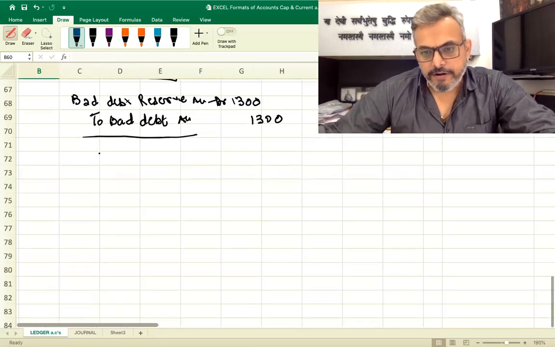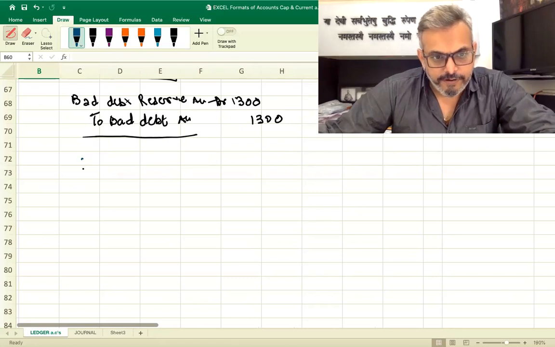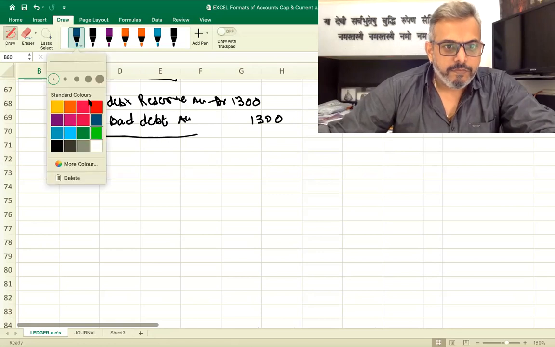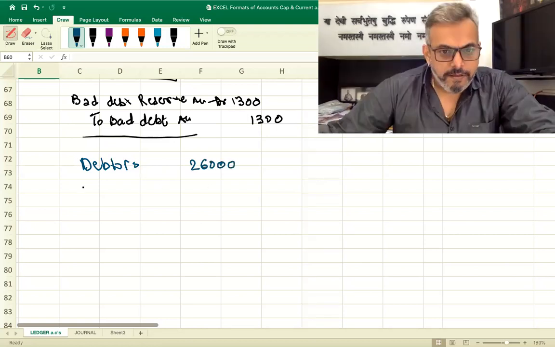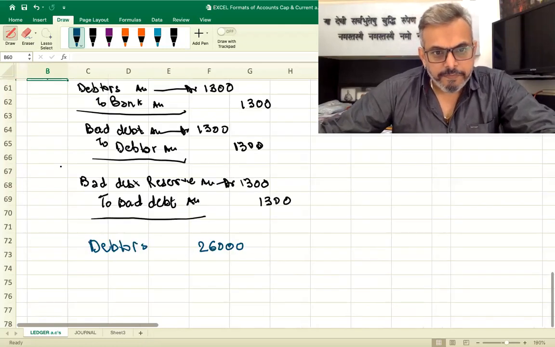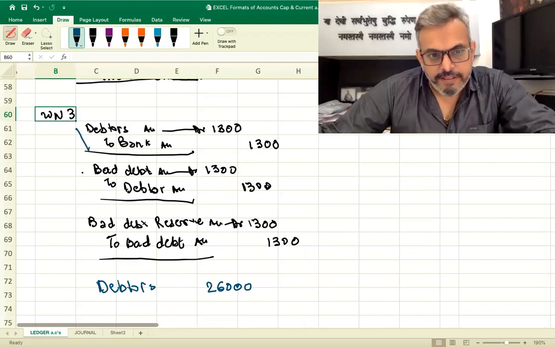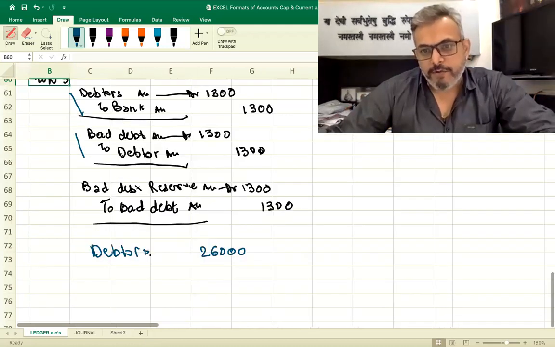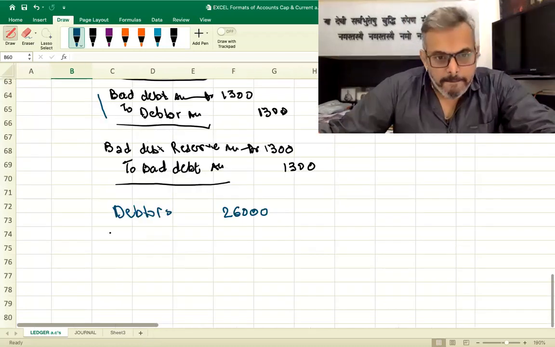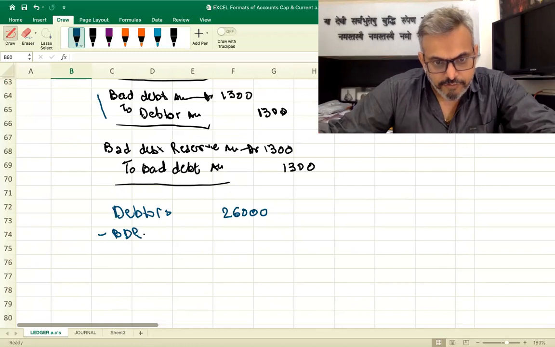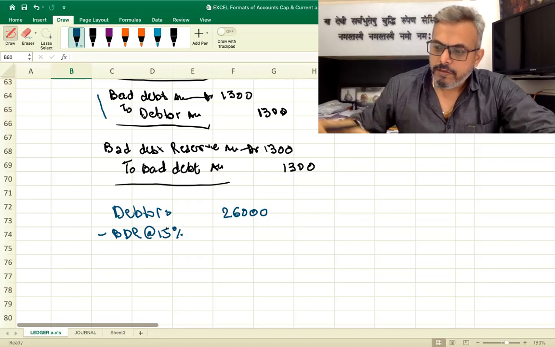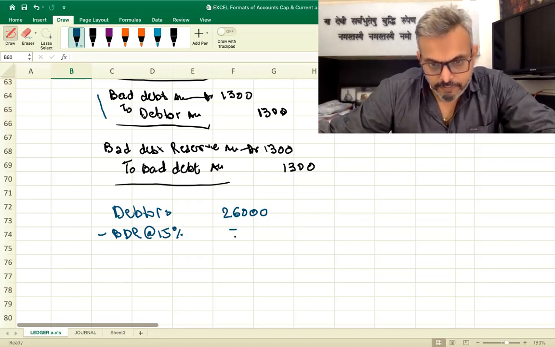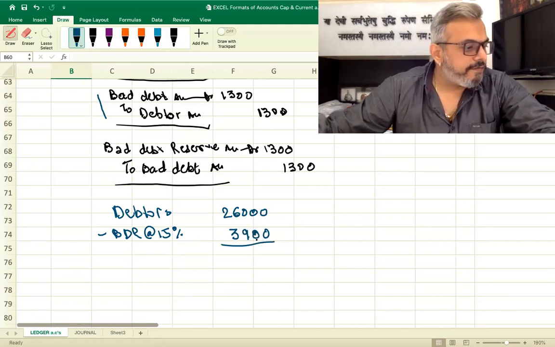Now let's calculate our bad debt reserve, current bad debt reserve for the current year. Now we have debtors of rupees 26,000. Now bad debt that came, you can see this entry. Debtors to bank, we increase the balance of debtors and then again we decrease the balance of debtors. So debtors at 26,000 will remain 26,000 only. Now minus bad debt reserve, current we have to calculate at 15%. Calculate the amount, 3900. So the balance is 3900.